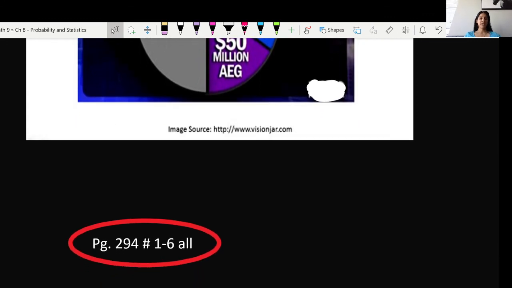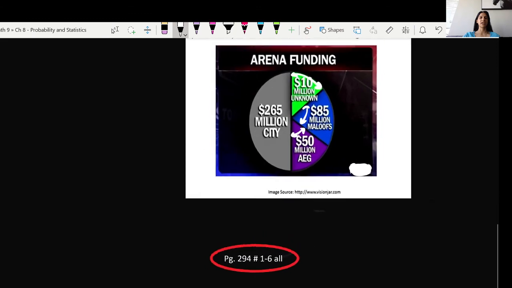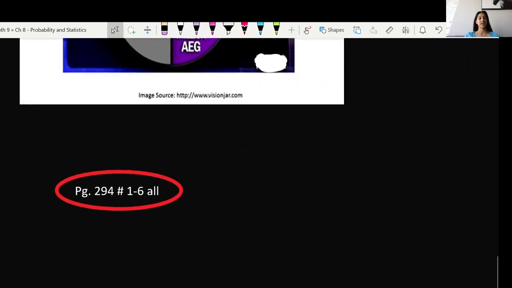Okay, that's it for today's lesson. I think you'll find it's fairly straightforward. You are to do these questions 1 to 6 all. I did go through some examples with you, but I would also suggest that you look at and read the information that's in the workbook for section 8.4 and then do these questions.